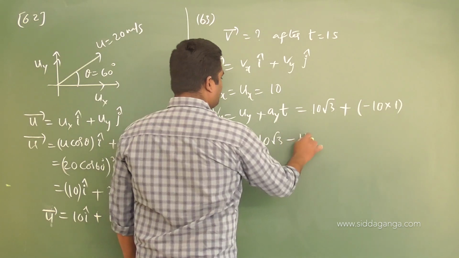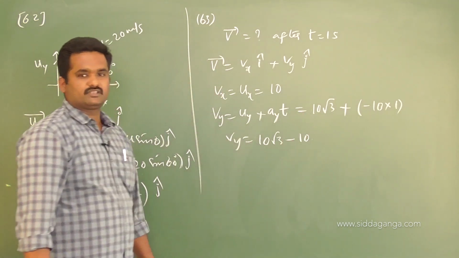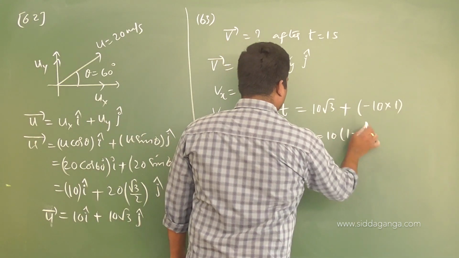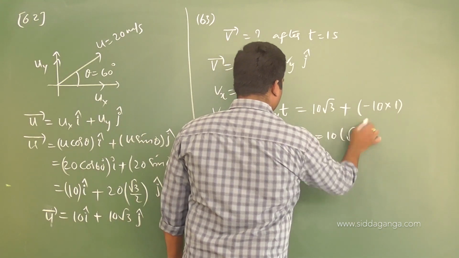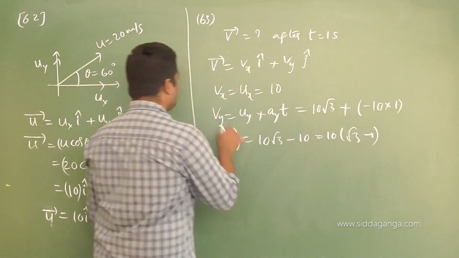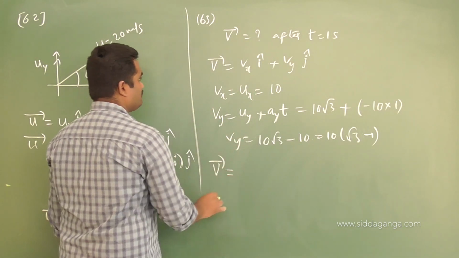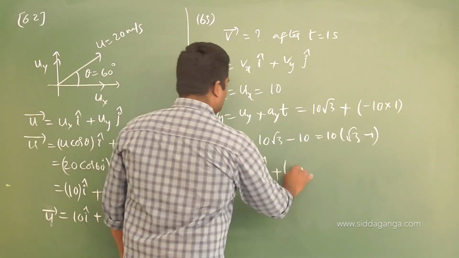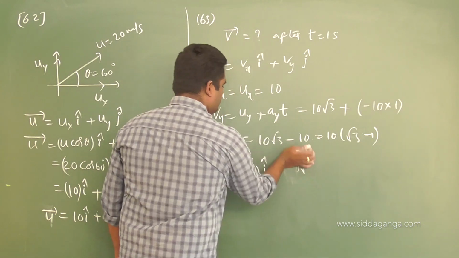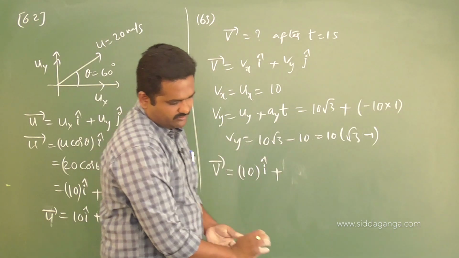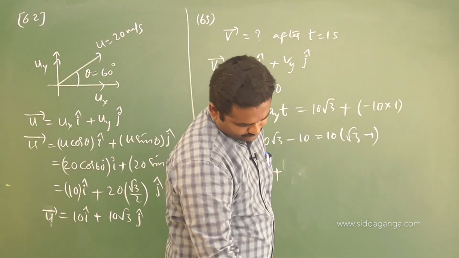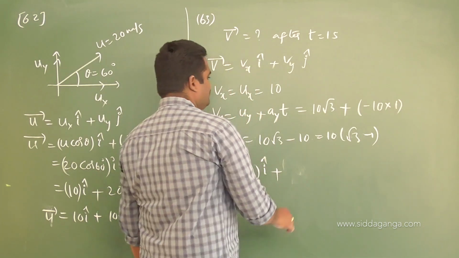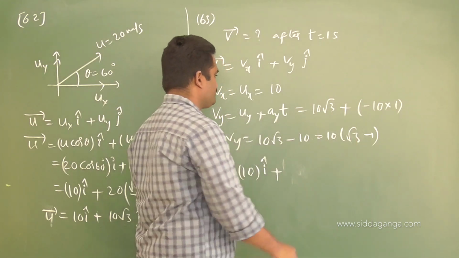10 root 3 minus 10, or 10 into (1 minus root 3), we will get there. This is 10 into (root 3 minus 1). So velocity after t seconds will be Vx equals 10 i cap plus Vy. This is in terms of 10 root 3, they have given, so you can take it like that only.